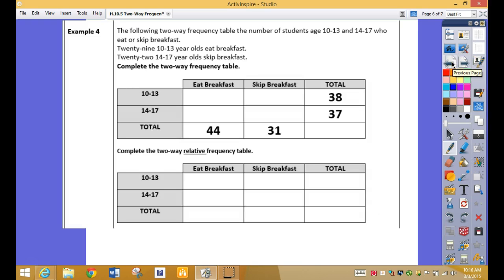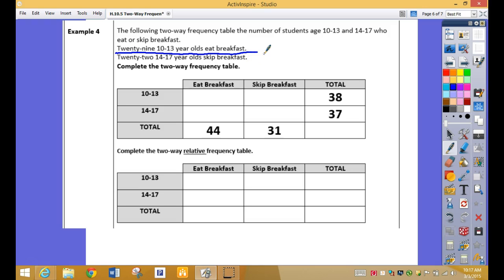Okay, last example. Example 4. The following two-way frequency table shows the number of students ages 10 to 13 and 14 to 17, so we have our 2 categories here. These are our 2 categories that like to eat breakfast or skip breakfast. Now they went and put in some totals for us that they knew. But now let's put in some additional information. It says 29 10 through 13-year-olds eat breakfast.